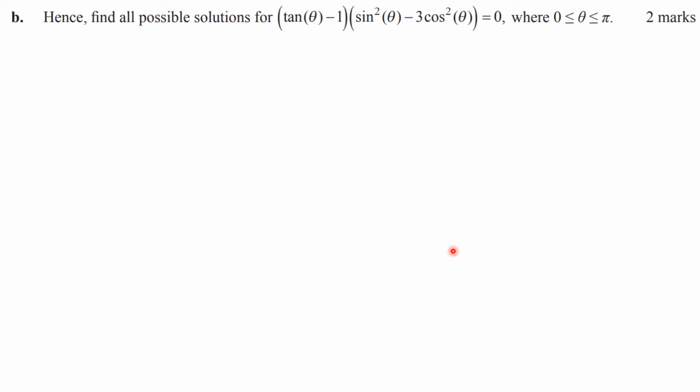Alright, let's look at part B now. Hence, find all possible solutions for (tan theta minus 1)(sine squared theta minus 3 cos squared theta) equals 0, where 0 is less than or equal to theta, which is less than or equal to pi.